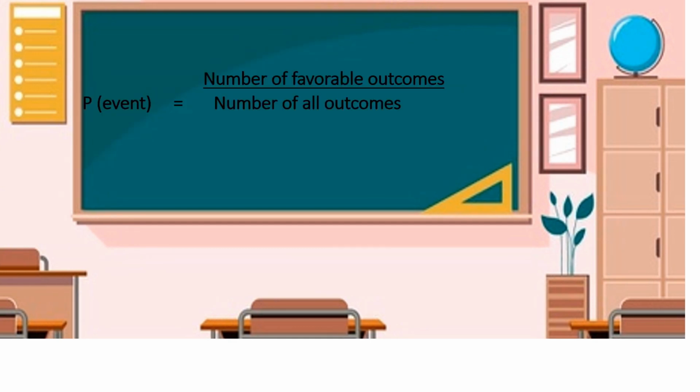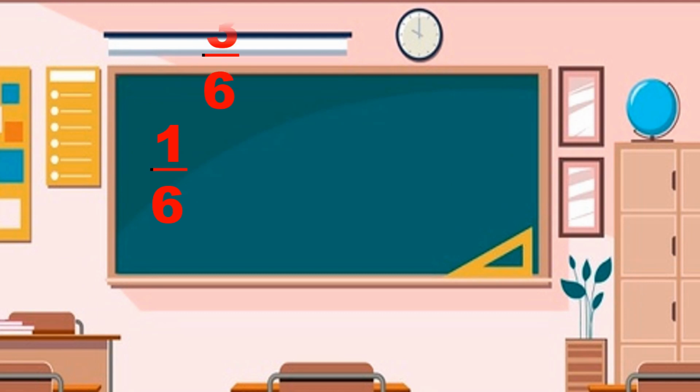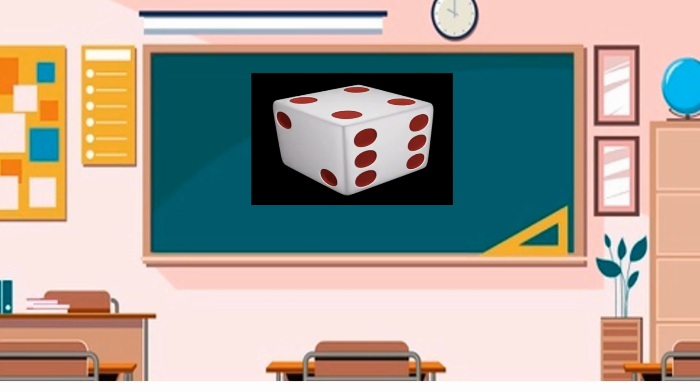Okay, class, given this formula, what is the probability of getting 1? What do you think is the answer? 1 over 6, 3 over 6, or 5 over 6? Okay, the answer is 1 over 6. That is correct. Okay class, let's try another one. How about in getting a probability of an even number?